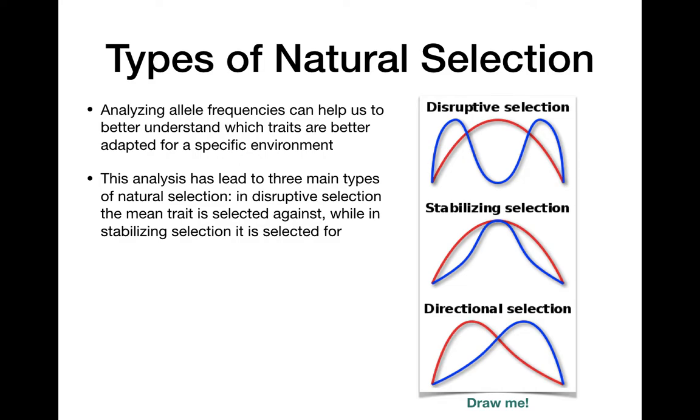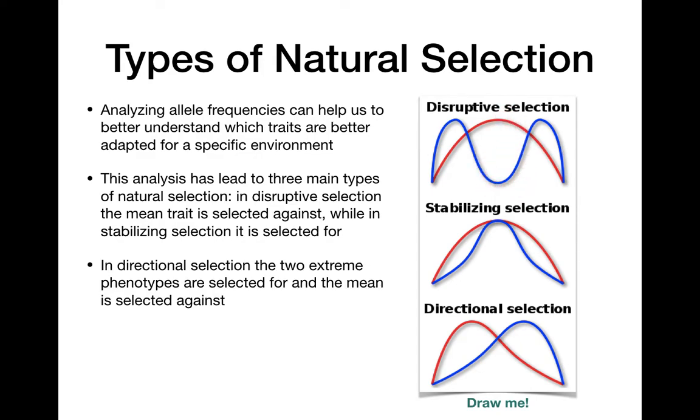In disruptive selection, though, something happens in the population where the 2 extremes are selected for. So maybe the mean is selected against, and having a medium length tail is a disadvantage. Maybe it's not long enough to help you climb, but it's long enough that a predator can grab you easier. But if you have a really long tail, you can climb better. If you have a really short tail, you're not going to get caught. So those become the new distribution of alleles, where we have lots of long tails and lots of short tails and barely any middle tails.